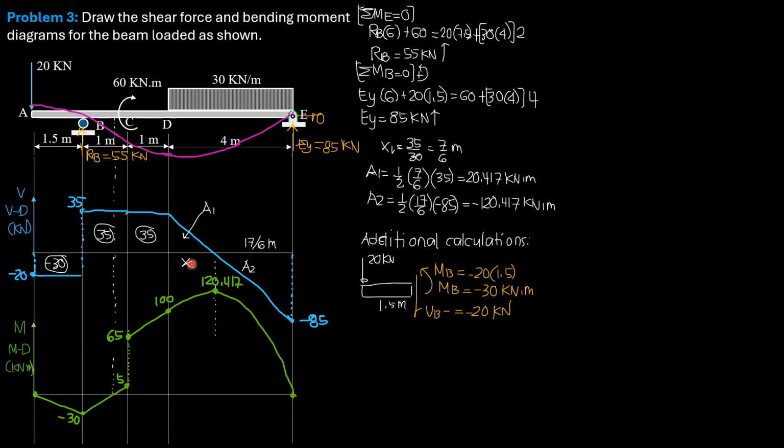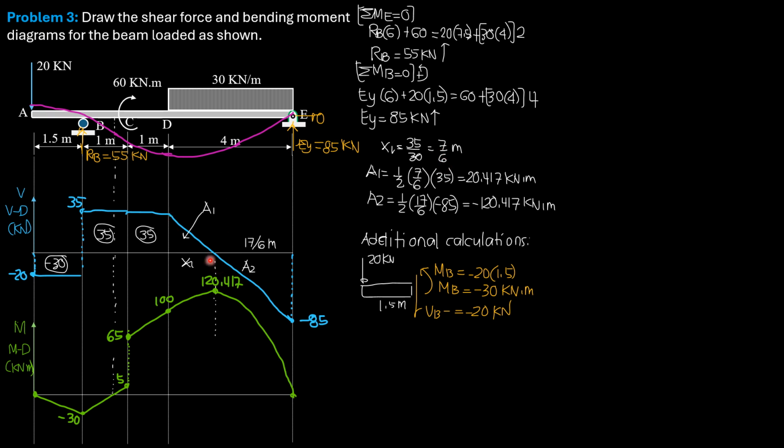Then to solve for x1, we use the principle earlier. You may apply similar triangles. 35 is to x1 as 85 is to 4 minus x1. And you'll get x1 equals 7 over 6. The other way is shear here, 35, divided by 30 equals 7 over 6 meters.